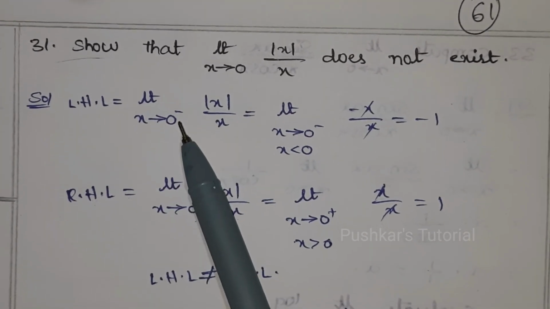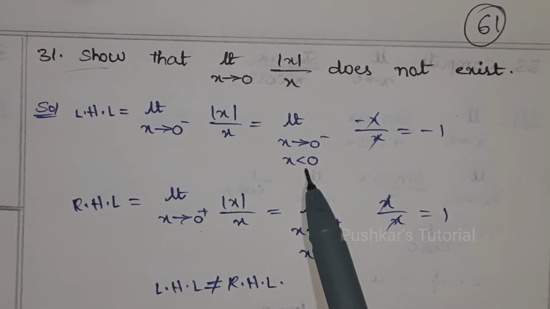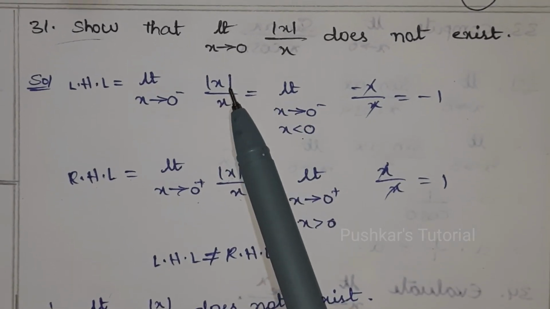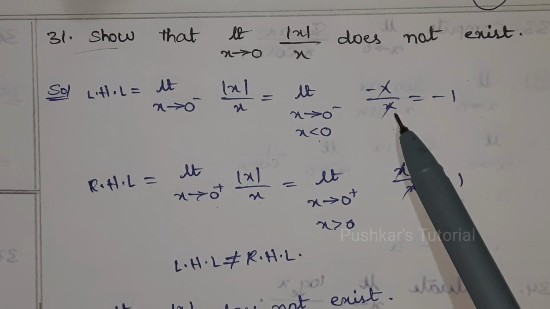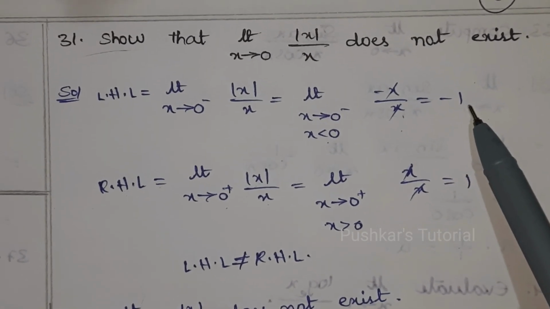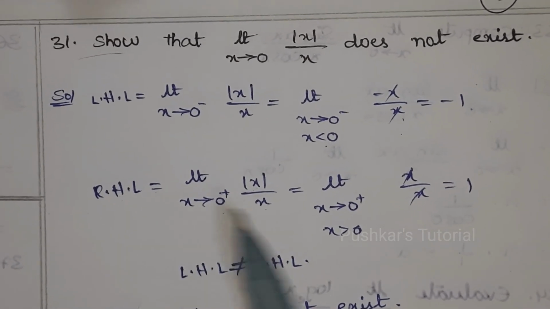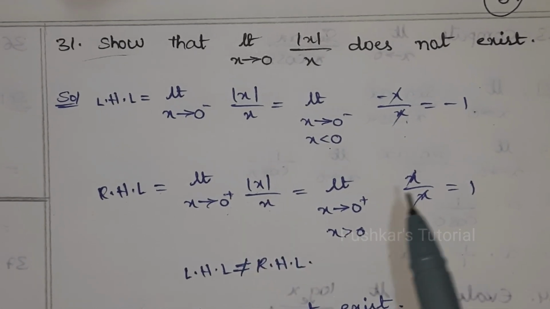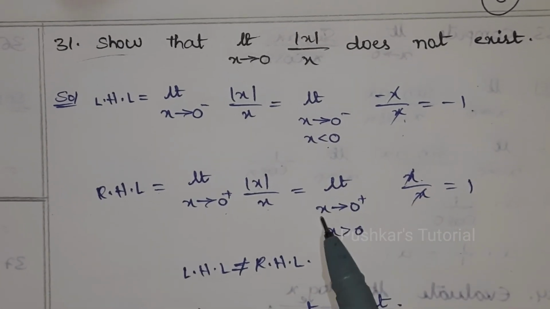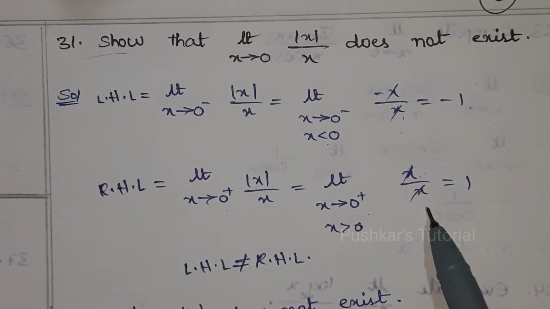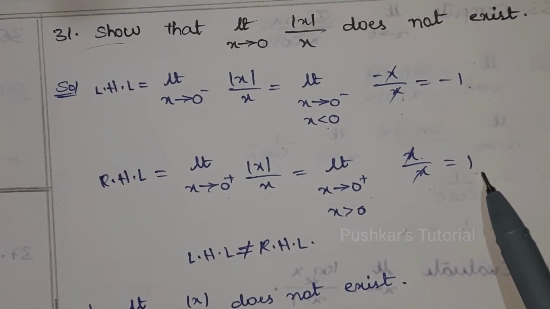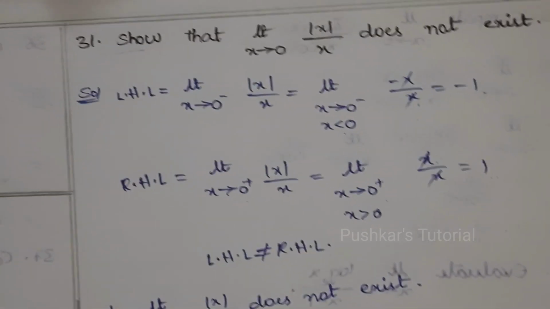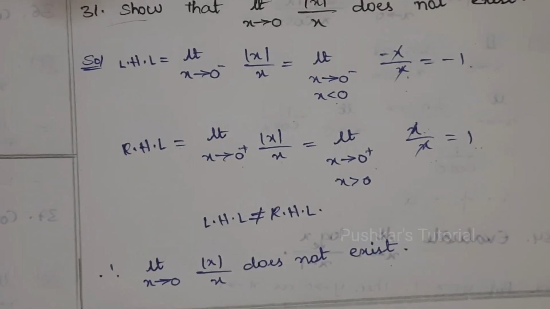Limit x tends to 0 minus means x less than 0. At x less than 0, the definition of mod x is minus x. So minus x by x, x gets cancelled, answer minus 1. Whereas for RHL, the definition of mod x is plus x. So limit x tends to 0, x by x, x gets cancelled, what is left is 1. So minus 1 is not equal to plus 1. So both are not equal, the limit does not exist.